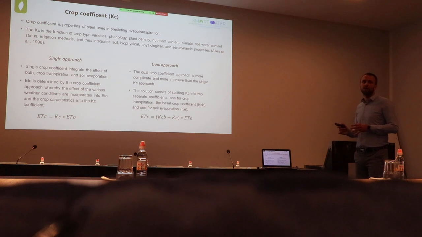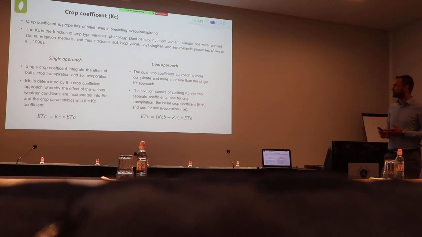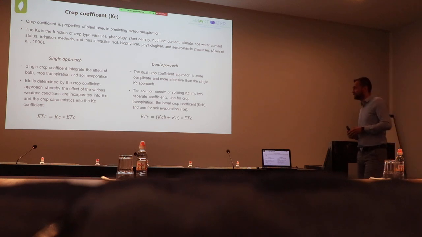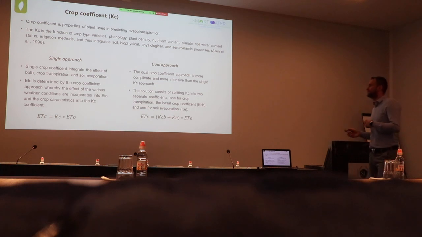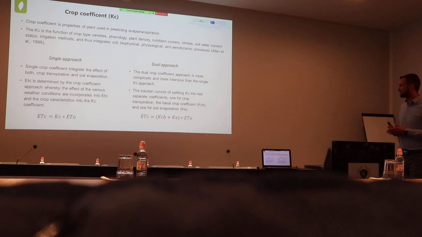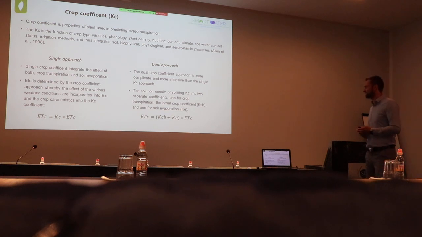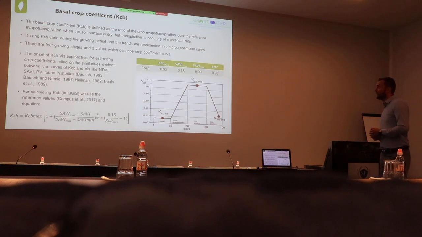And there are two approaches to calculate the crop coefficient, the single approach and the dual approach. The single crop coefficient integrates the effects of both crop transpiration and soil evaporation. But the dual approach is a solution that consists of splitting the crop coefficient into two separate coefficients: one for crop transpiration, called the basal crop coefficient, and one for soil evaporation. So we chose to calculate the basal crop coefficient from the satellite images.